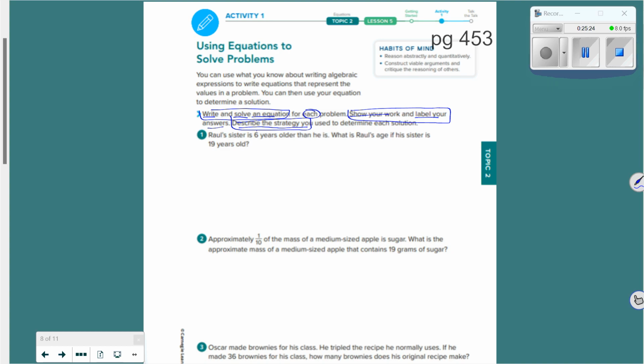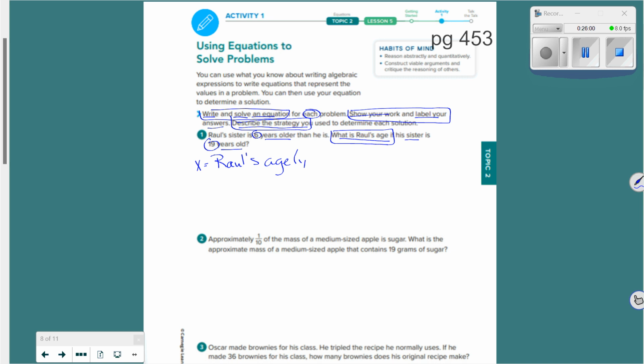Raul's sister is 6 years older than he is. What is Raul's age if his sister is 19 years old? So here's our question. Boxing your question is going to be of immense value for you because it's going to help tell you what your variable is. Because I need to write an equation. So what is it? I don't know. Raul's age. So my variable is going to be X, you could use R, but it's going to be Raul's age.